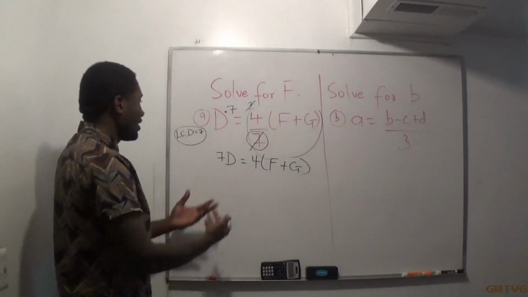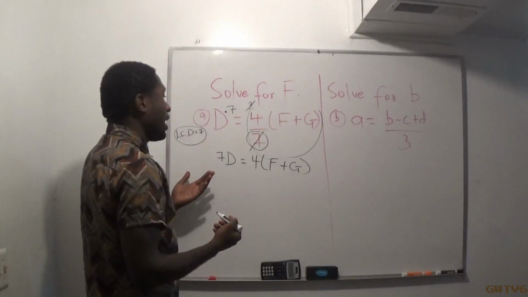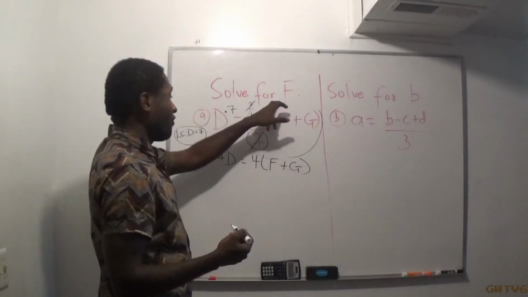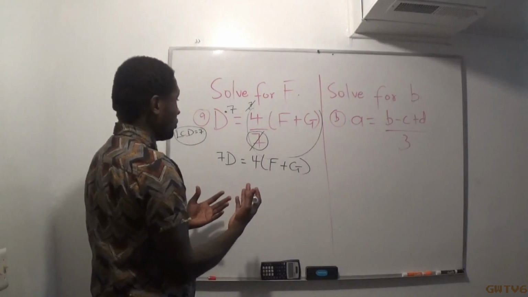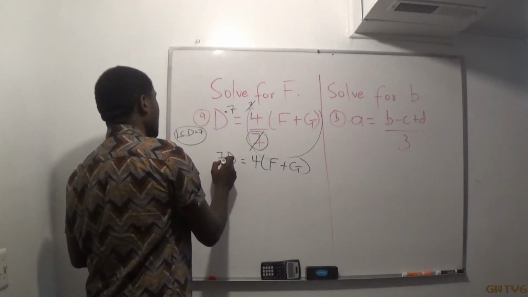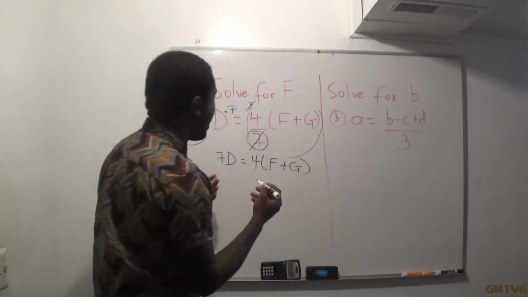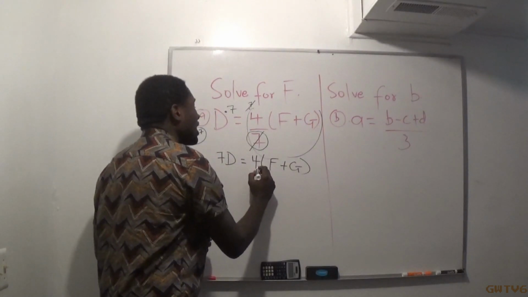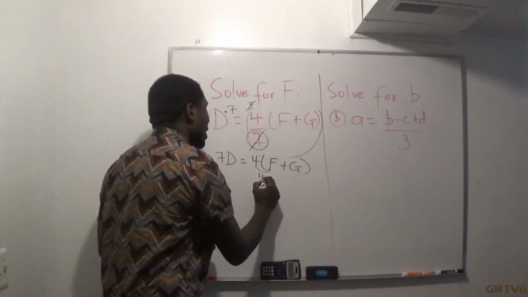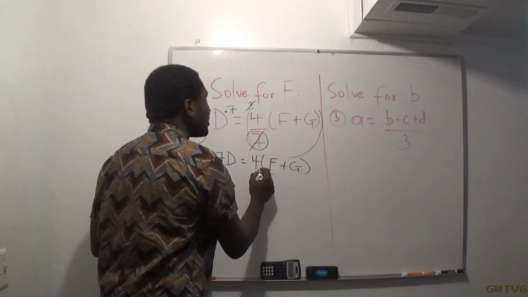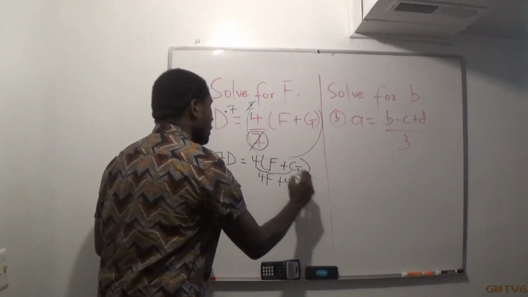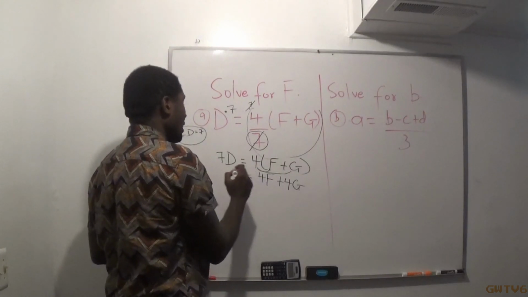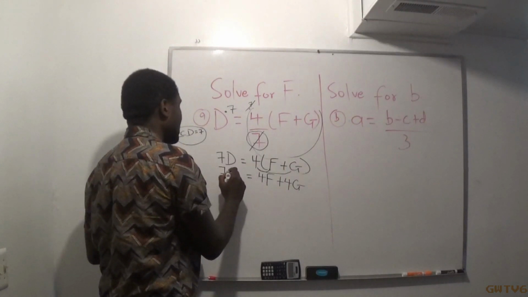Okay, and now it's looking easier. Because now I know for sure I'm solving for f, but what can I do right here? I should be able to distribute. Anytime I see that I can distribute, I know I have to go ahead and do it. So I'm doing 4 times f, which is 4f. And then 4 times g, which is 4g. And now just bring down my equal sign, and then my 7d.